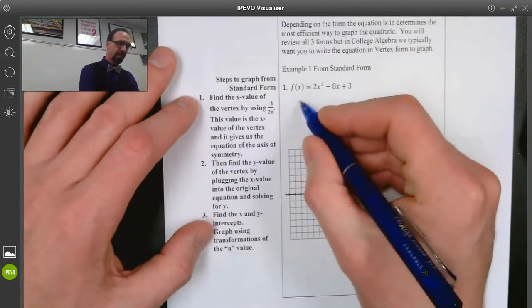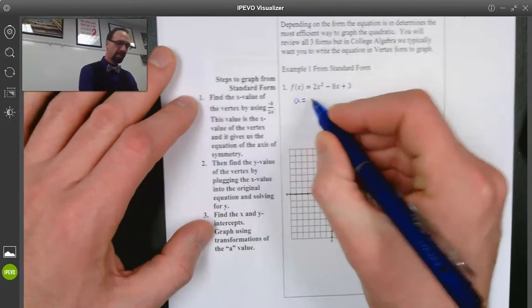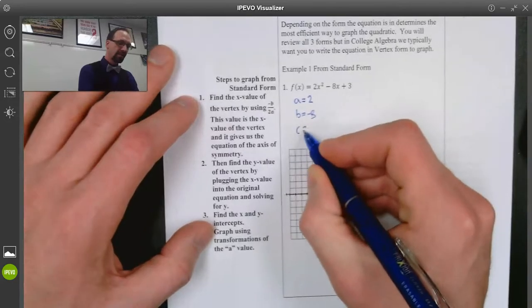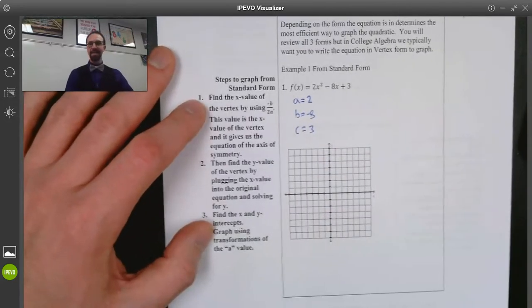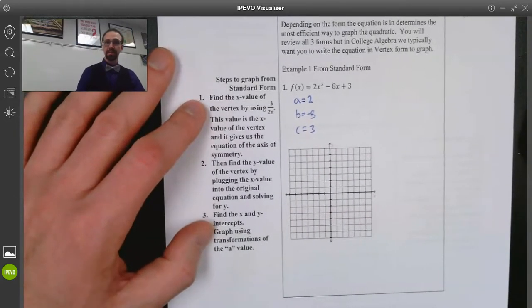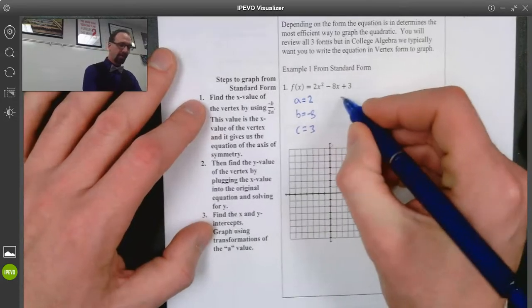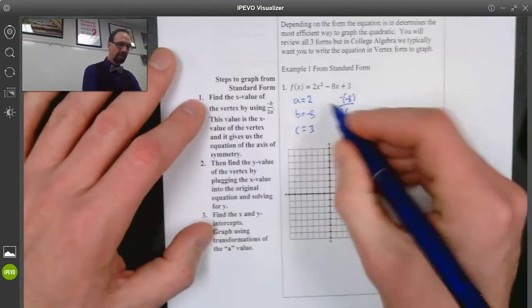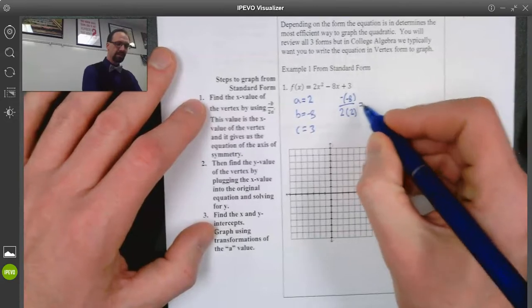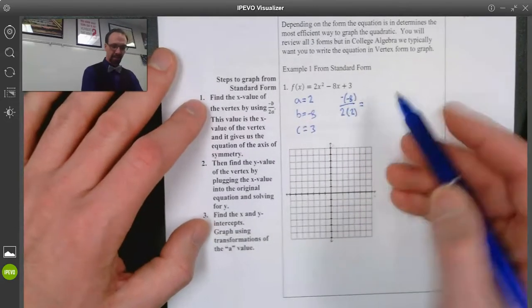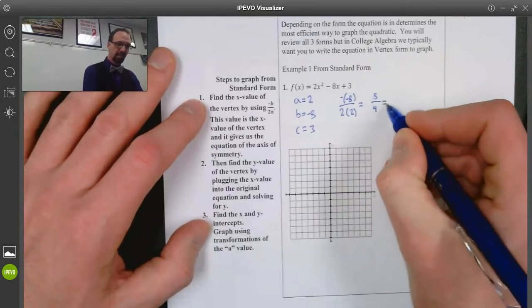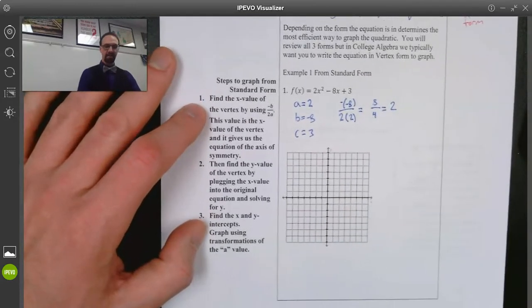Figure out what that is, first we have to denote, well, what's a, b, and c? In this case, a is 2, b is negative 8, and then c is 3. So if we're going to find the x value of the vertex by using opposite b over 2a, then we're going to have opposite of negative 8 all over 2 times a, which is 2. To simplify this, we have opposite of negative 8, so 8, over 4. That simplifies down to 2. This is the x value of our vertex.